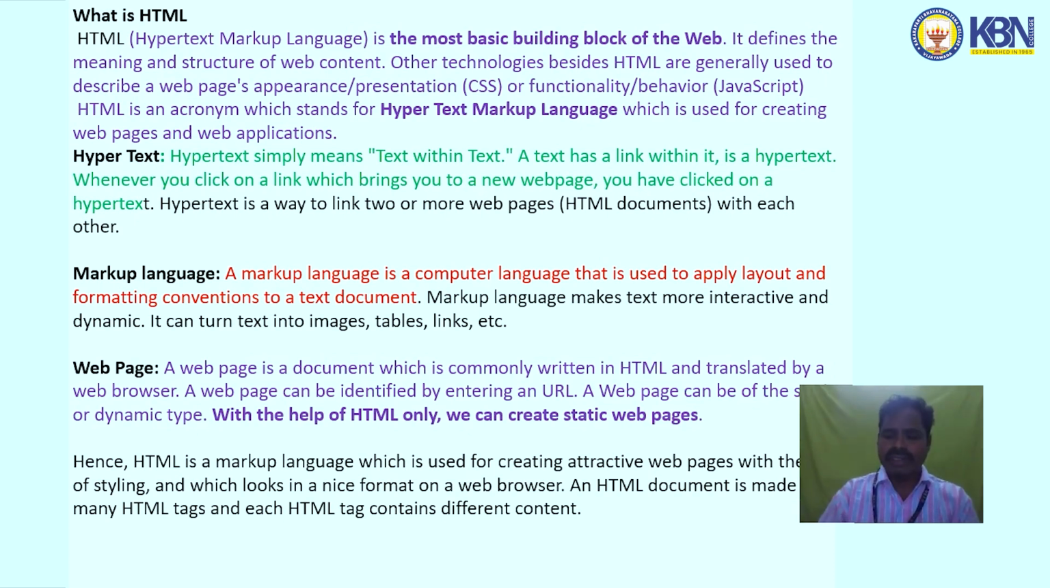What is a web page? A web page is a document which is commonly written in HTML and translated by the web browser. We can prepare an HTML program in Notepad. We give the file name the extension .html, for example, boy.html. Here .html is the extension of the HTML file.